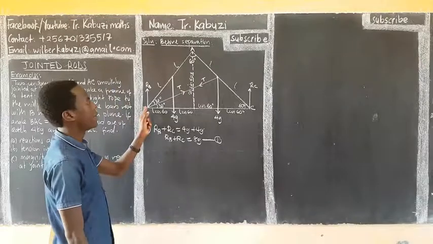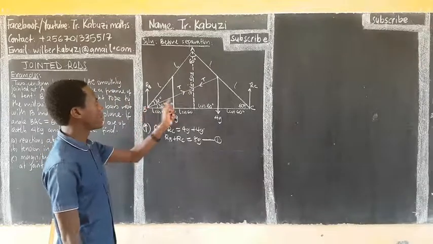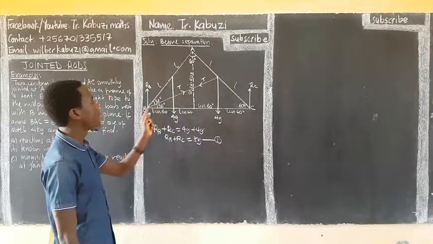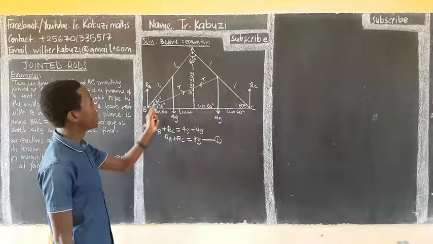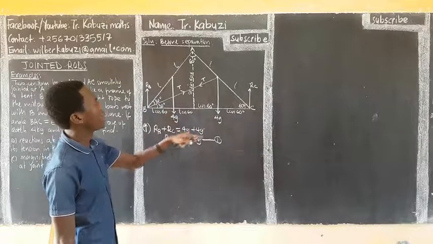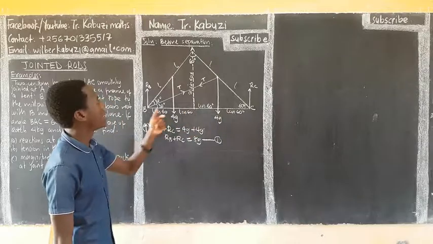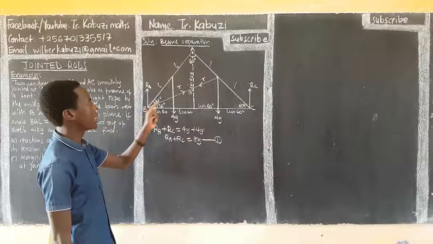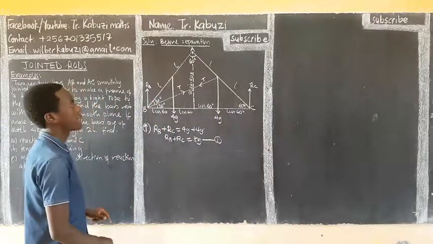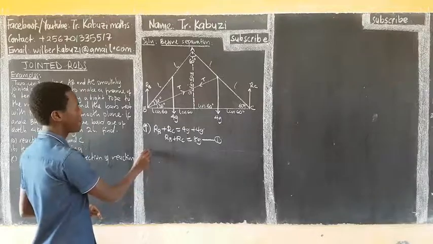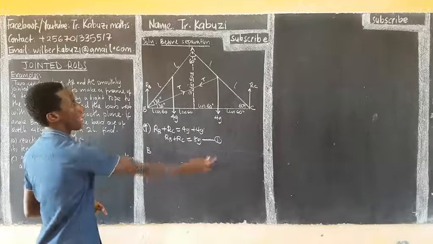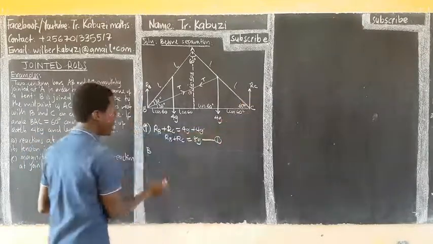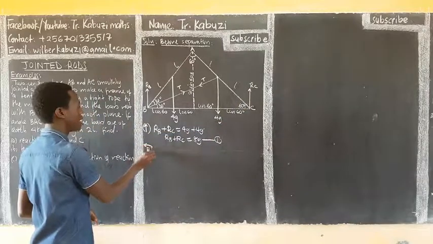But then you take moments here, because this point has many forces, 1, 2, then 3, while this one has only one. So I better take moments from here so that I can kill off that force. I don't want it. So take the moments at B. I think this is anti-clockwise.